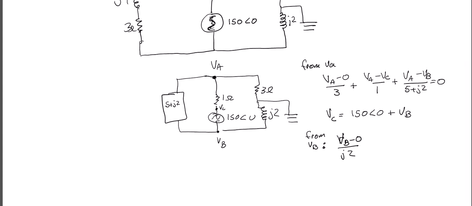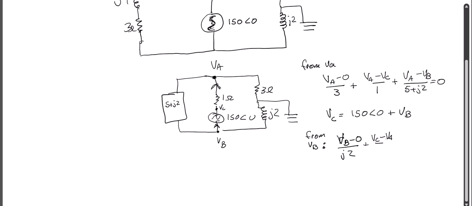And then the current going up through this branch, I'm going to start it at VC because that's the easiest way to do it. The current that's right here is the same as the current that's right here. So it's easiest for me to write that current as VC minus VA over 1. And the current going to the left is going to be VB minus VA over 5 plus J2. And that's going to equal 0.